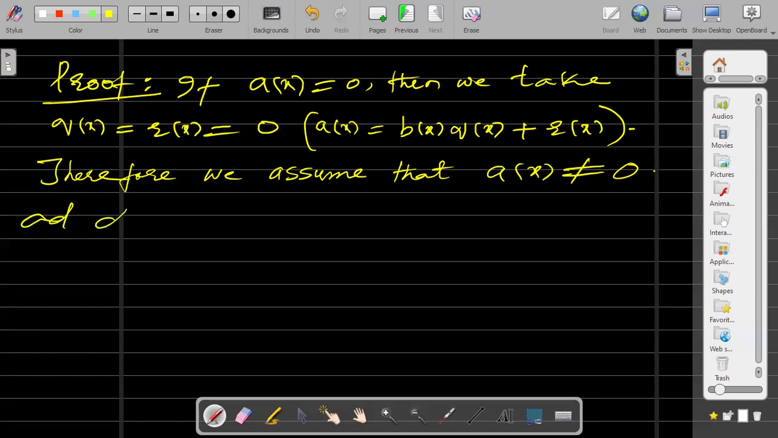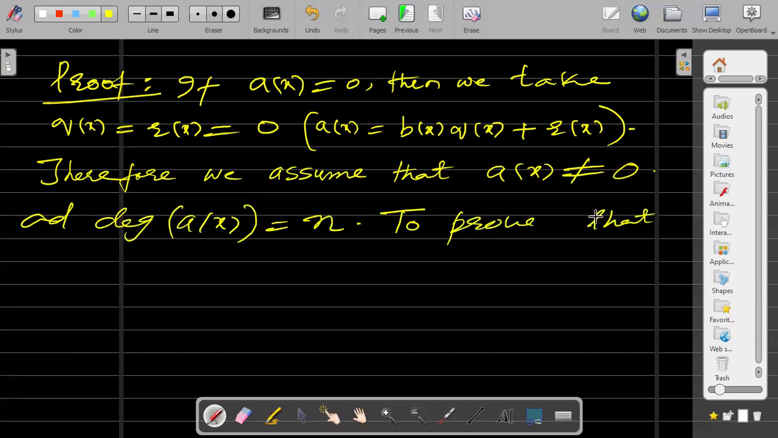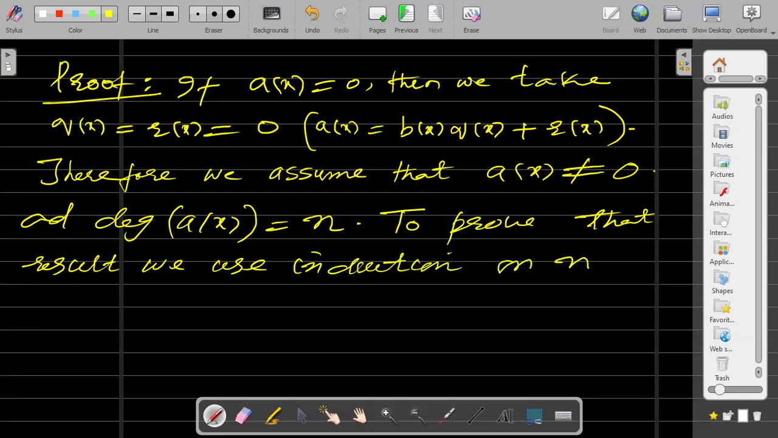Suppose the degree of a(x) is n. If it's a non-zero polynomial, it has a certain degree. Now, to prove the result, we use induction on n.